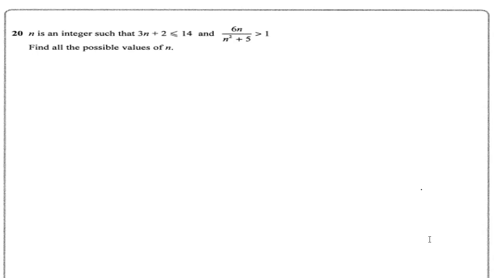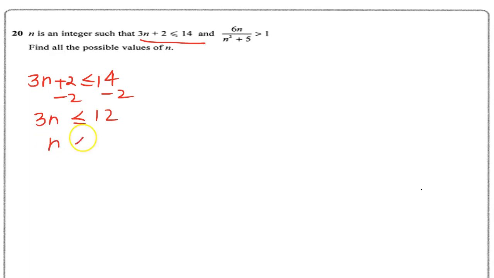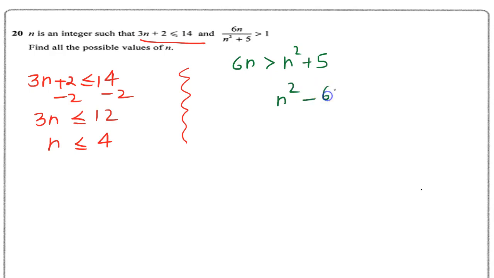Question number 20. First inequality given here, 3n plus 2 less than or equal to 14. Minus 2 on both sides. So we got 3n less than or equal to 12. Divide by 3. So n is less than or equal to 4. Now this side, here it is given 6n less than n square plus 5. Subtract 6n from both sides, n square minus 6n plus 5 is greater than 0, or you can write it this way: n square minus 6n plus 5 is less than 0.